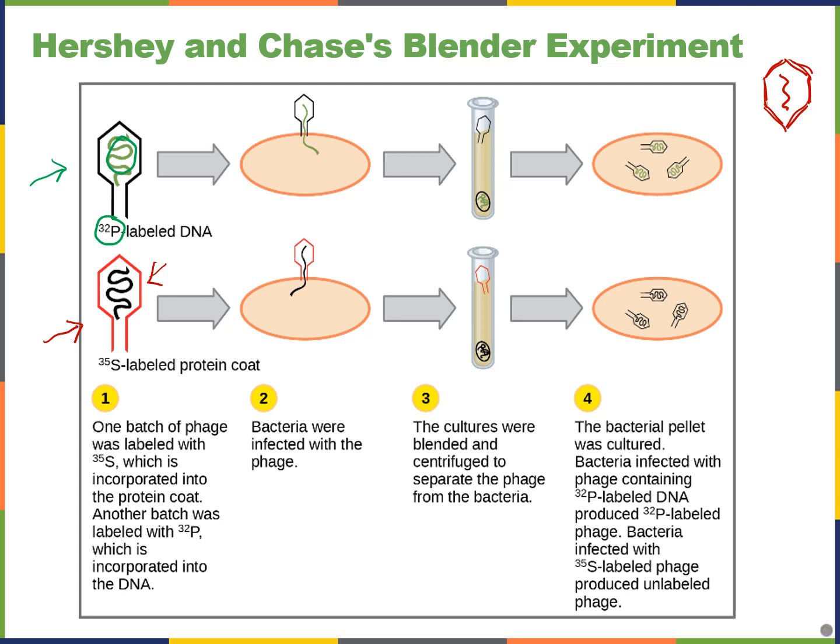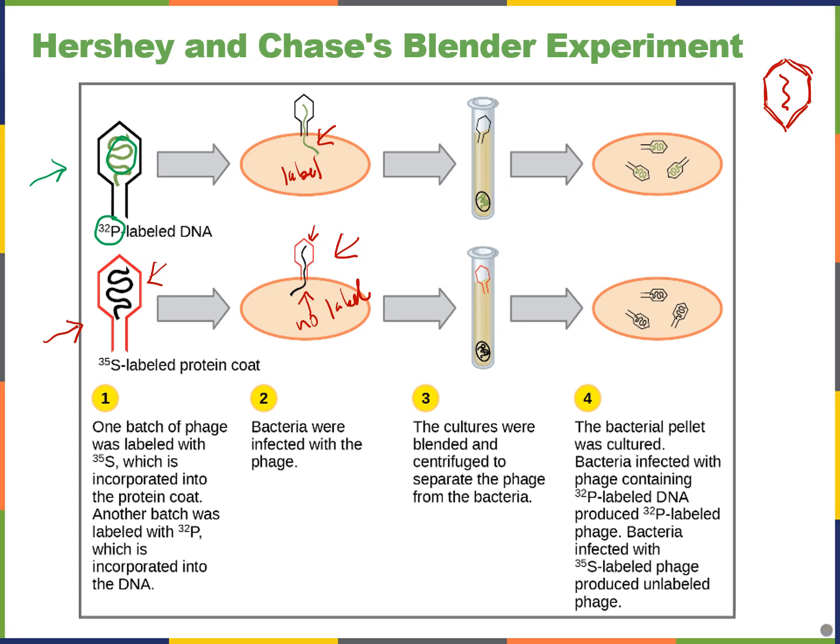Then they allowed these phage to infect bacterial cells. And we know that when viruses infect our cells, they inject their genetic material, the nucleic acids. So here I can see that, let me switch to red, the labeling is on the outer protein shell, and the genetic material that's entering the cell is not labeled, right? There's no radioactive labeling entering the cells. Whereas on the top picture, the DNA was labeled, so that labeling is entering the cell.